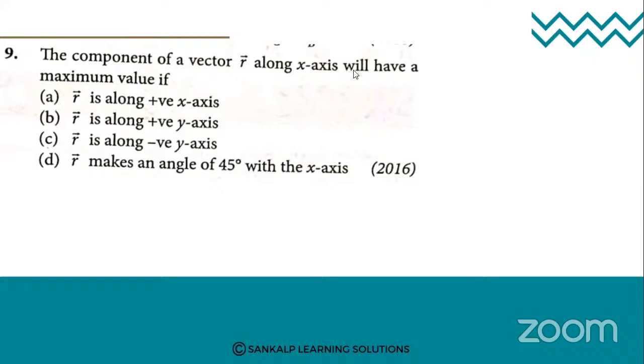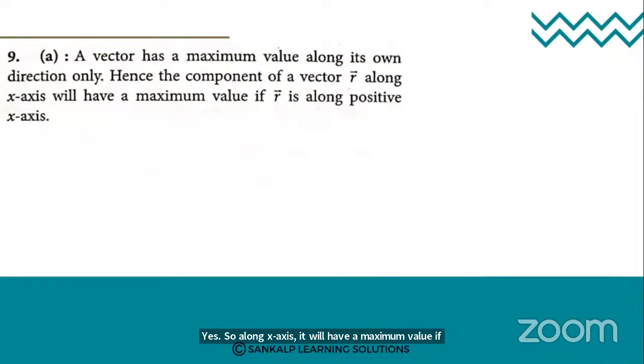Yes. So along x-axis, it will have a maximum value if, that is, a vector has a maximum value along its own direction only. Hence, the component of a vector R along the x-axis will have a maximum value if R.